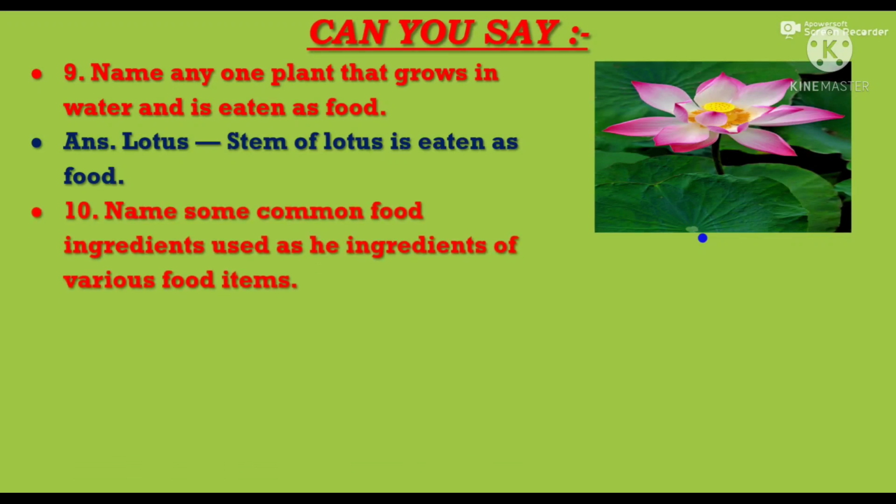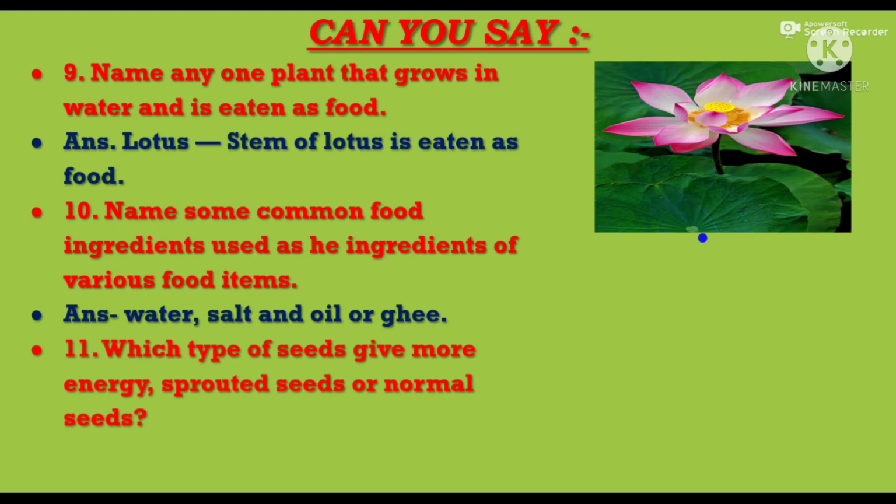Then name some common food ingredients used in various food items. Okay, we can say water, salt and oil or ghee. So these are some of the ingredients which are used in every food item. That means these are the common ingredients, right? For every curry and dal, you have to add water, salt and oil or ghee. So these are the common ingredients.